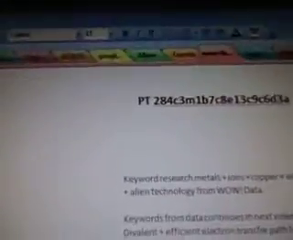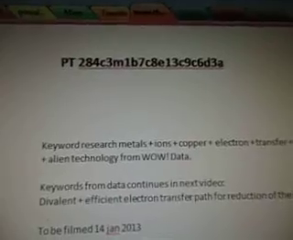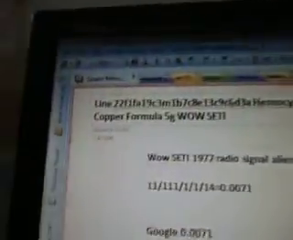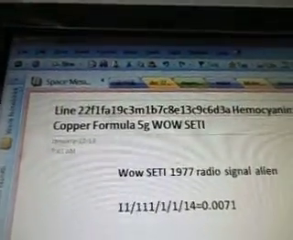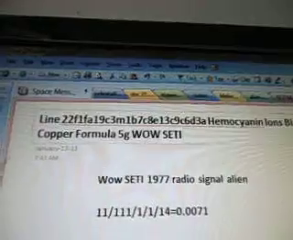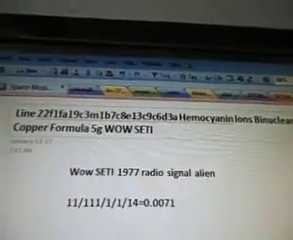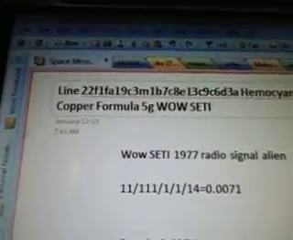Okay, so this is part 284C3M1B7C8E13C9C6D3A. This is line 22f1fa19c3m1b7c8E13c9c6d3a. Hemocyanin or hemocyanin ions, binuclear copper formula 5G Wow Seti.